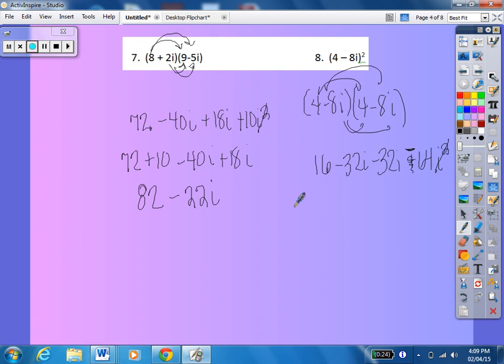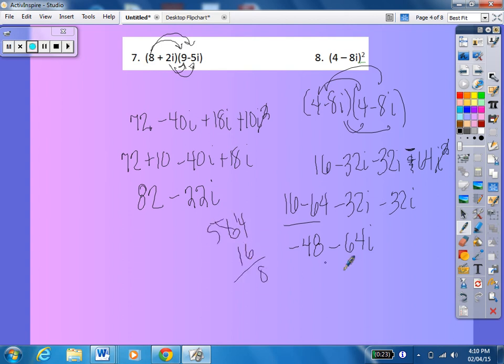Then we rearrange: 16 and minus 64, minus 32i, minus 32i. Combining like terms, you get 16 minus 64, so that's going to be a negative 48, and then negative 32 and negative 32 is a negative 64i. If you've got a calculator, just double check your math. I'm going to double check my math really quick. Yes, negative 48. Okay, and so there's your answer.